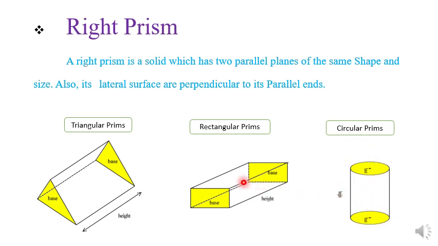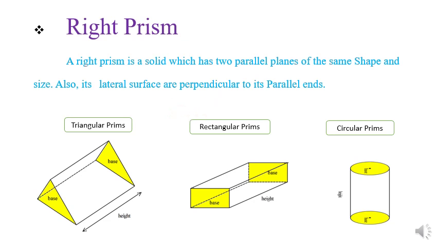Okay? So just remember that a right prism is a solid which has two parallel planes of the same shape and size, and its lateral surfaces are perpendicular to its parallel ends. Of course, class, we have a lot of types of prism, but today I raise only three of these solids first. Next time you will know more about right prisms. Just remember its definition right here.